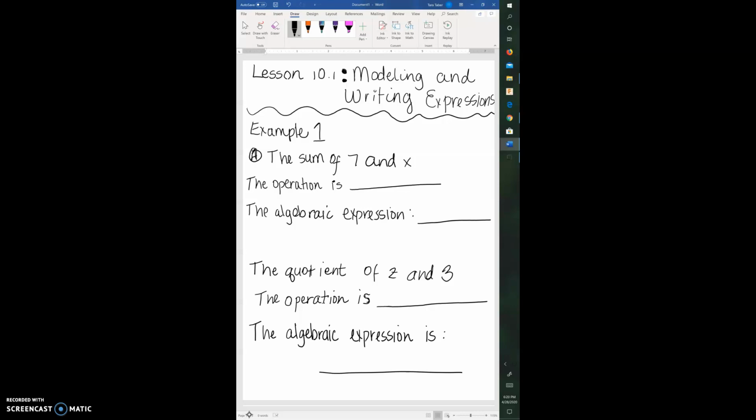But I'm looking at example 1, and it says, write each phrase as an algebraic expression. So it says the sum of 7 and x. If you're not sure what this is, on your paper on page 261, there is something there for you that gives you all the different ways. So it has addition, subtraction, multiplication, and division. And this one happens to fall under addition. So the operation is addition.